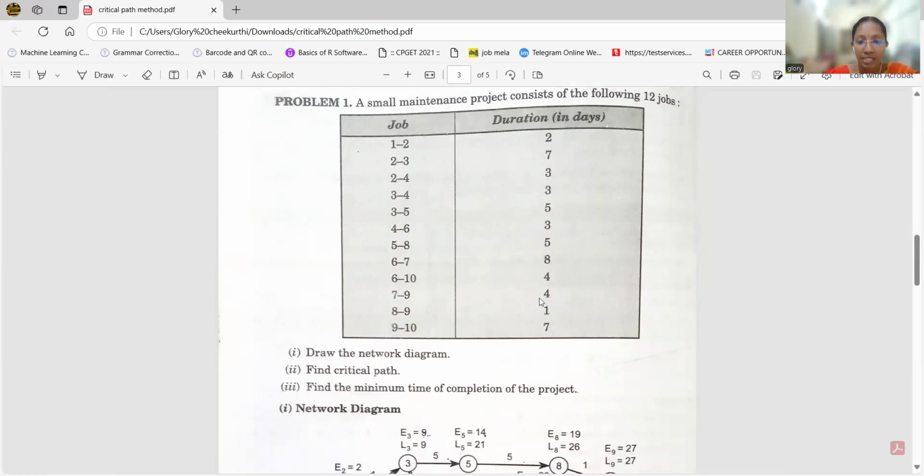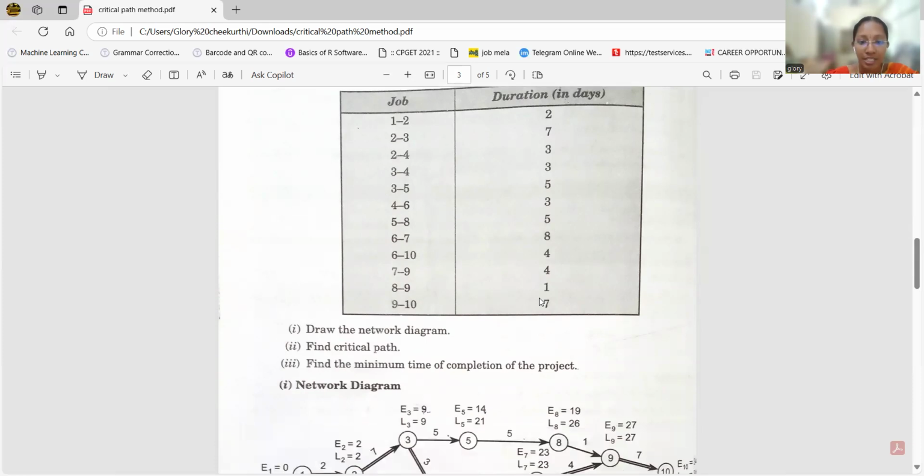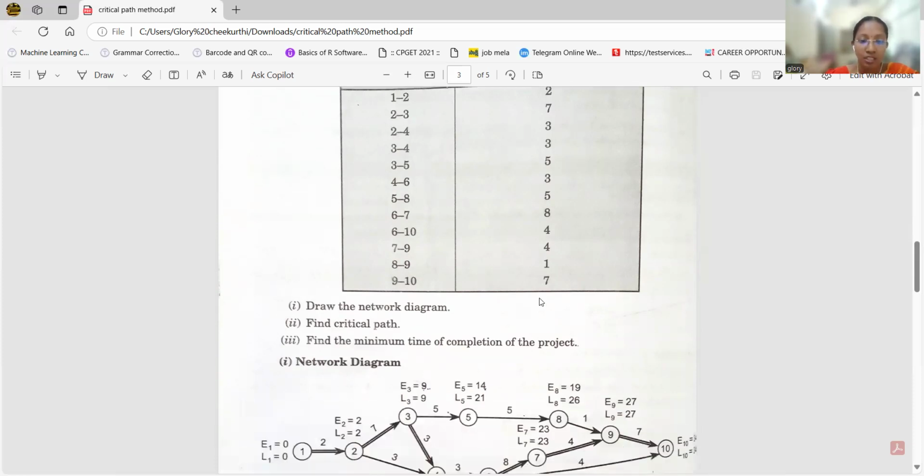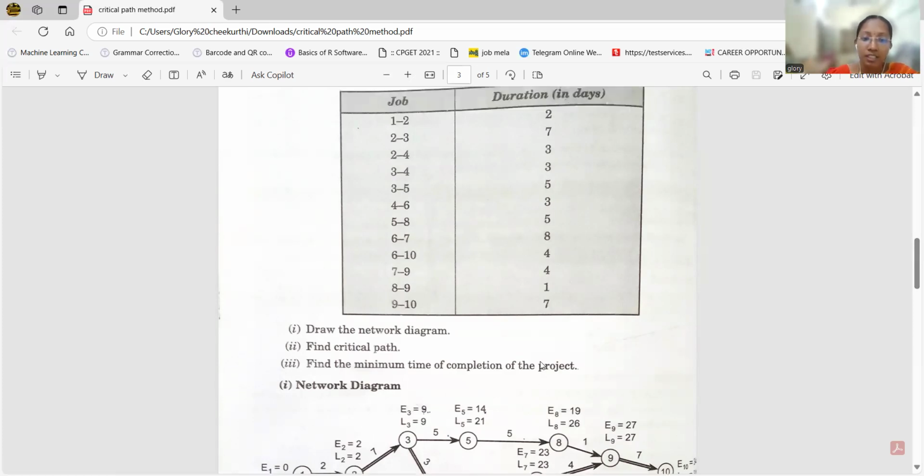Now we have to draw the network diagram for this problem. This is the starting node and this is the ending node. We have to find E1, E2, E3, E5, E8, which are the earliest starting times, and L1, L2, L3, L5, which are the latest ending times.